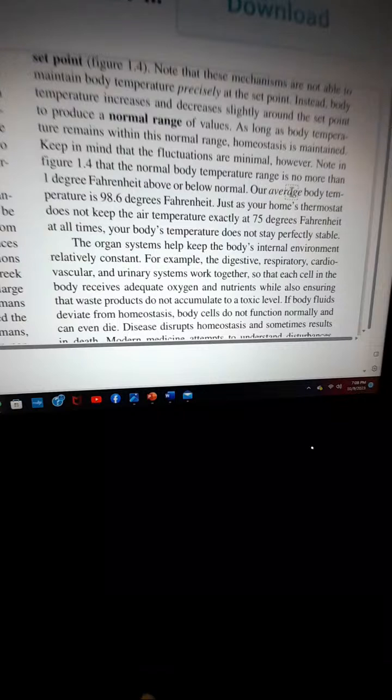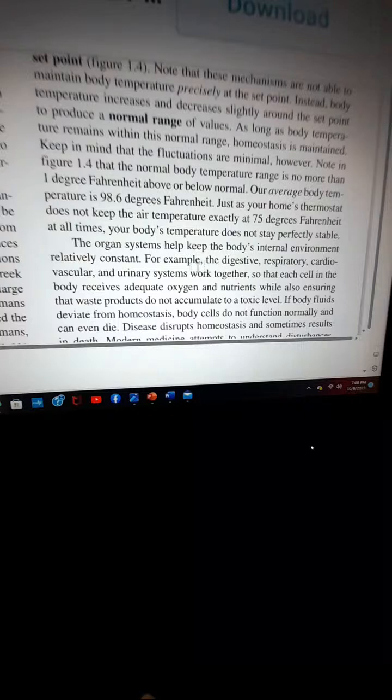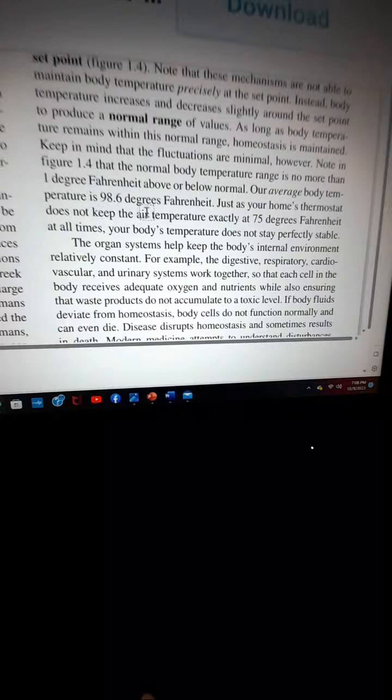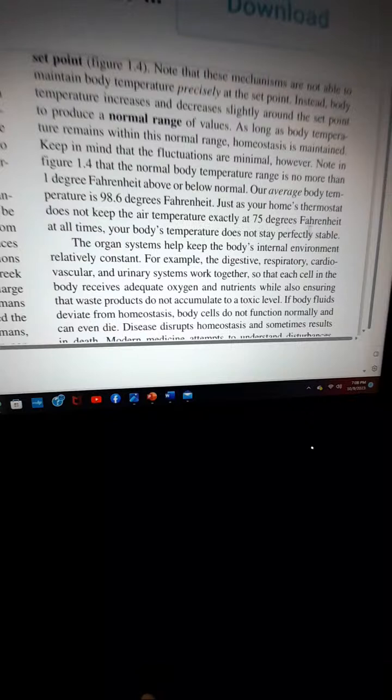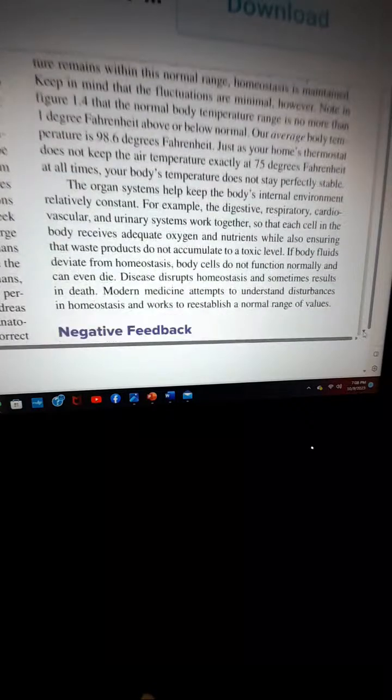Note in figure 1.4 that the normal body temperature range is no more than 1 degree Fahrenheit above or below normal. Our average body temperature is 98.6 Fahrenheit. Just as your home's thermostat does not keep the air temperature exactly at 75 degrees Fahrenheit at all times, your body's temperature does not stay perfectly stable.